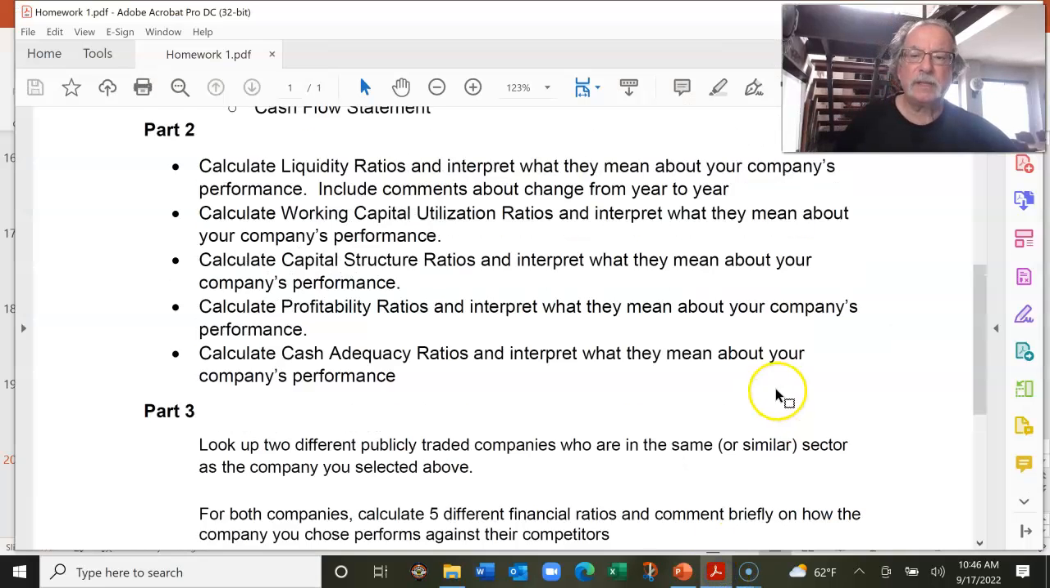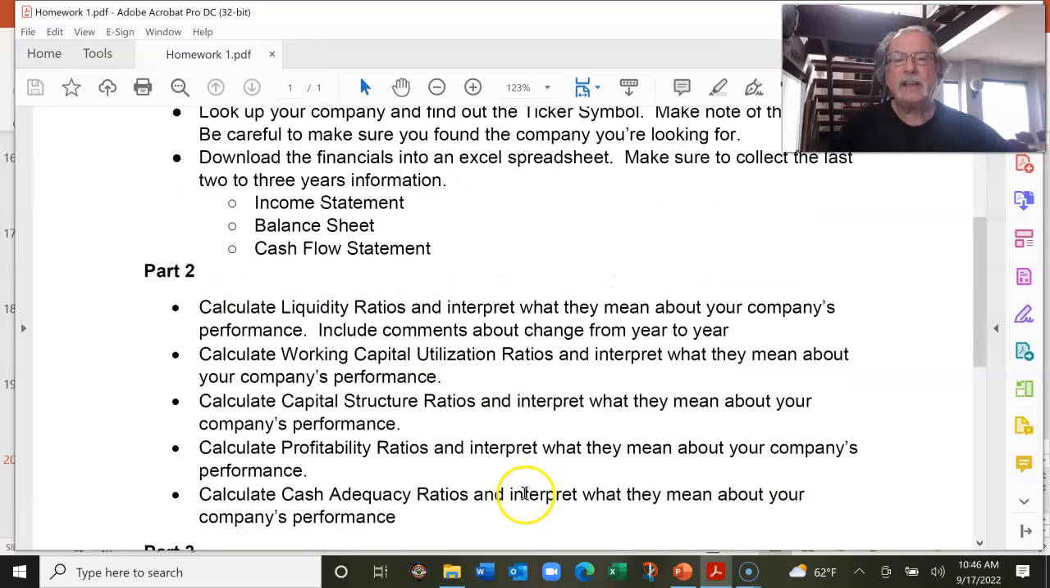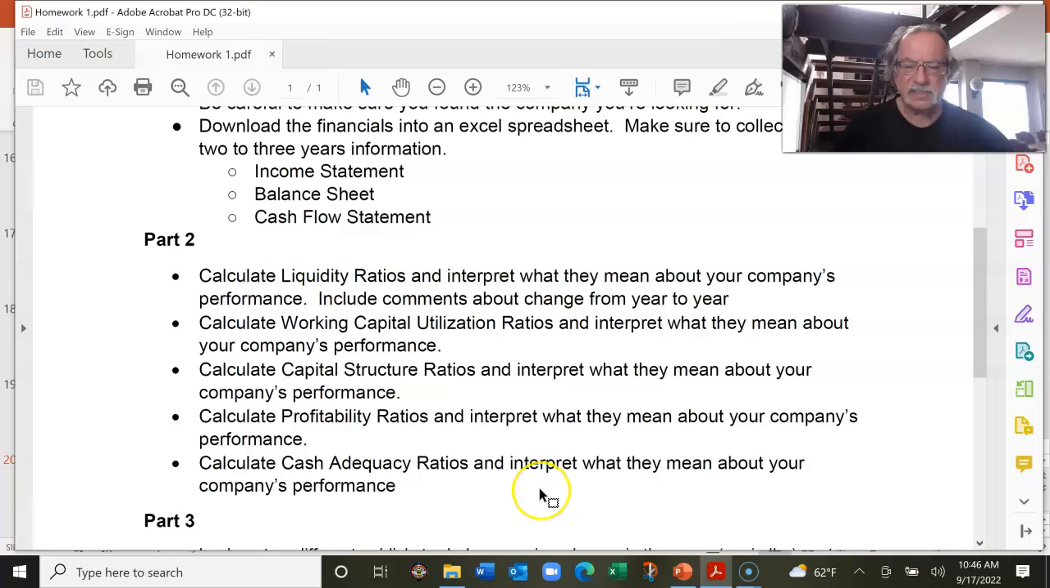So let me talk a little bit about the first homework assignment. First homework assignment, I want you to be able to go to the Edgar system, pick a company of your choice, go to the Edgar system, and basically download into Excel the income statement, the balance sheet, the cash flow statement. Now you can grab this off of other sources, but I think the example I showed you with Edgar and the SEC website makes it relatively straightforward. And then what I want you to do is use the information in Excel, and so don't do it by hand. I want you to calculate the various ratios we just discussed in this lesson.